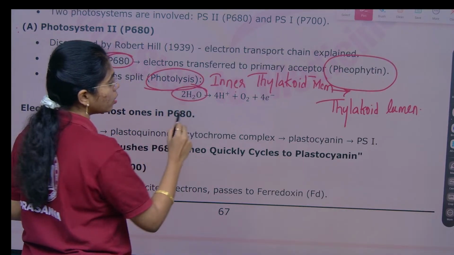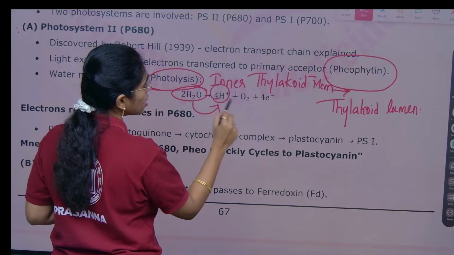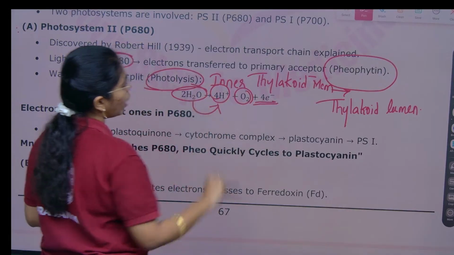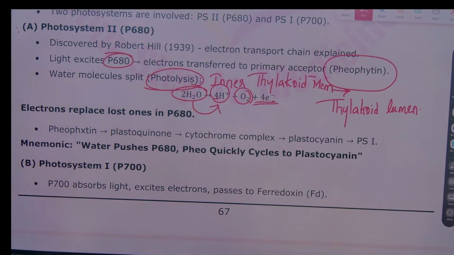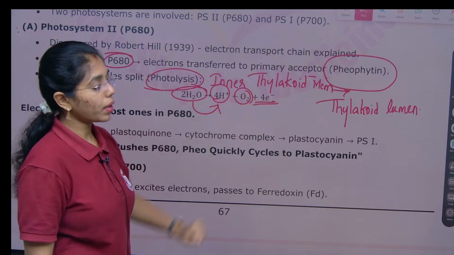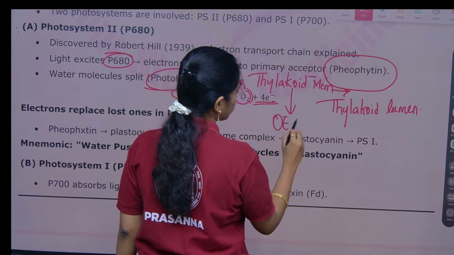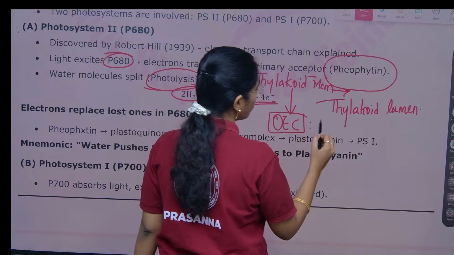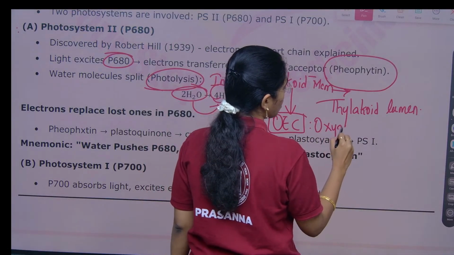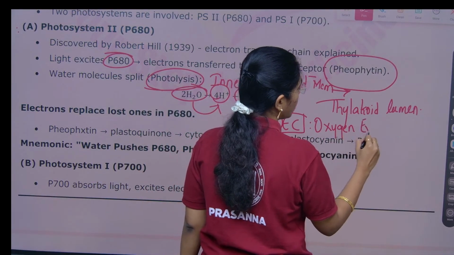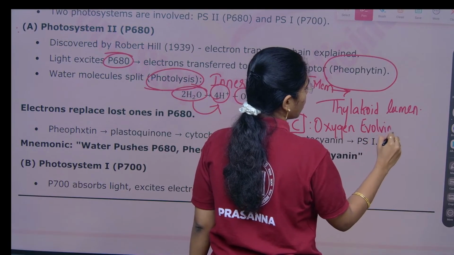2 water molecules are photolysed to 4 protons, oxygen and 4 electrons. This is how they are split inside the thylakoid lumen. So in the inner thylakoid membrane there is a complex called the oxygen evolving complex, OEC. That is what? Oxygen evolving complex.